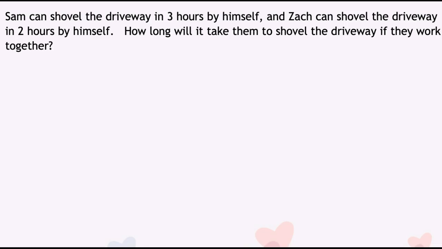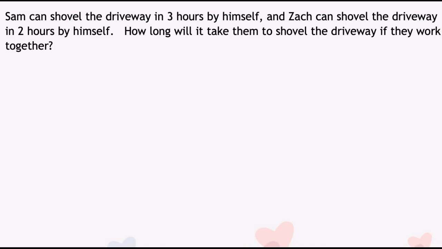Okay, last one. This one's a little different. Sam is shoveling a driveway in 3 hours by himself. This one's very appropriate for the weather lately. So Sam shovels in 3 hours by himself and Zach shovels in 2 hours by himself. How long does it take them if they work together?